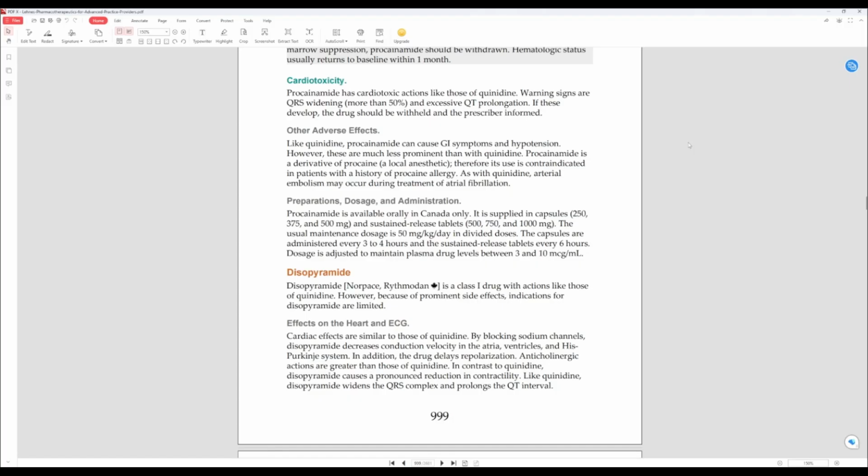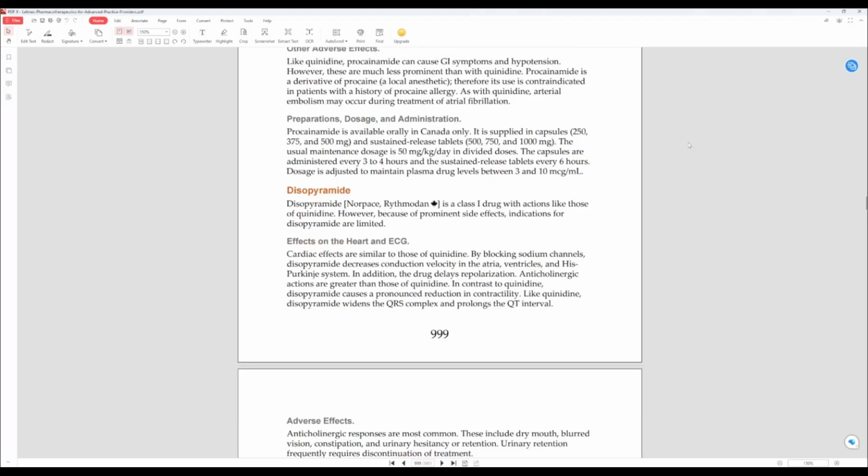Most of the capsules, though, are administered every 3 to 4 hours, and the sustained release tablets every 6. Again, there is a drug plasma level that ought to be between 3 and 10 micrograms per ml. If there are any specific levels that we need to know, I will mention them and I will keep reading them aloud. But if there's just dosages, go ahead and take a look, please.